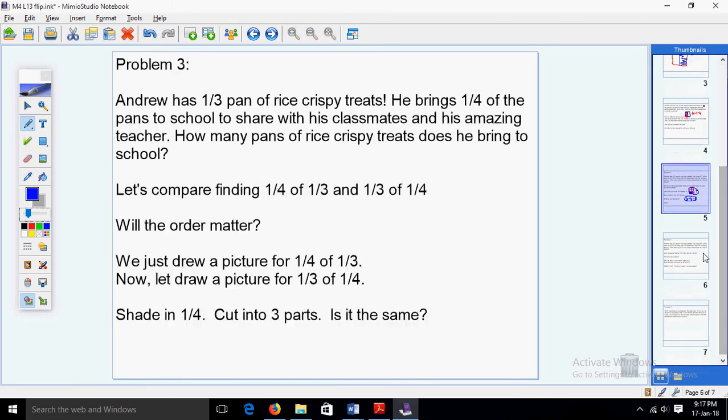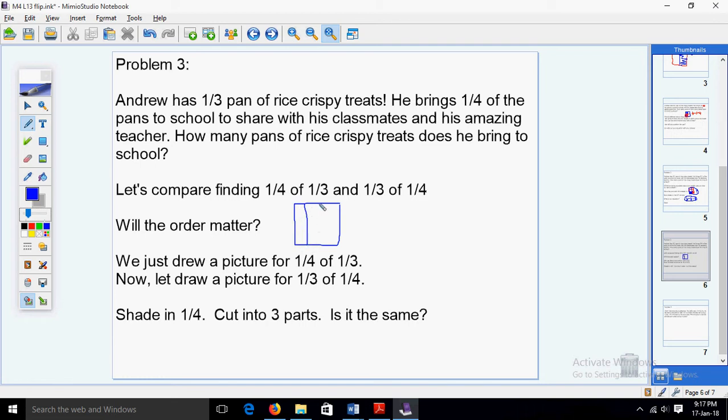Okay, so now Andrew has 1/3 of a pan of Rice Krispie treats and he brings 1/4. All right, once again, we're still getting smaller. Okay, so what I want to do is we're going to compare 2 different ways to do it. First, we're going to look at 1/4 of 1/3, and then we're going to switch it and go 1/3 of 1/4. Okay, so as I'm drawing this, I want you to think, is the answer going to stay the same? Is it going to be different?